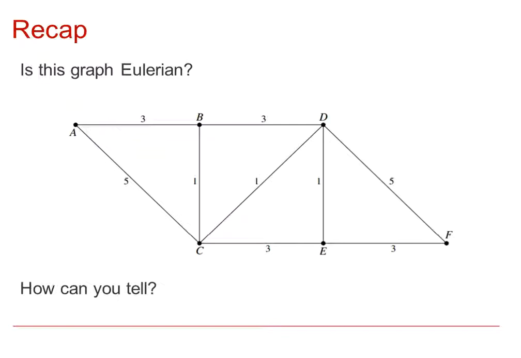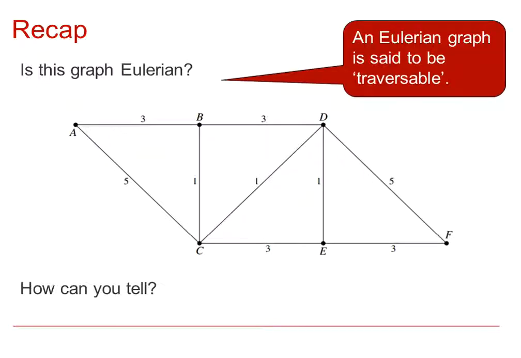So quick recap. Is this graph Eulerian? In other words, is it traversable and how can we tell? If you want to take a second to just pause the video and try and check in this, you're welcome to.